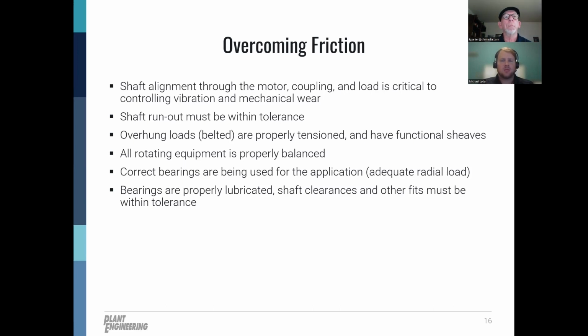Likewise, with horizontal motors and with vertical motors, consider for the application if you have some axial force, whether it's upward, downward, or balanced, and then determine from that if you might need a thrust bearing. You can have thrust bearings on the drive end or the non-drive end. And if you do have a thrust bearing on the drive end, you'll likely need a guide bearing on the non-drive end of the motor.